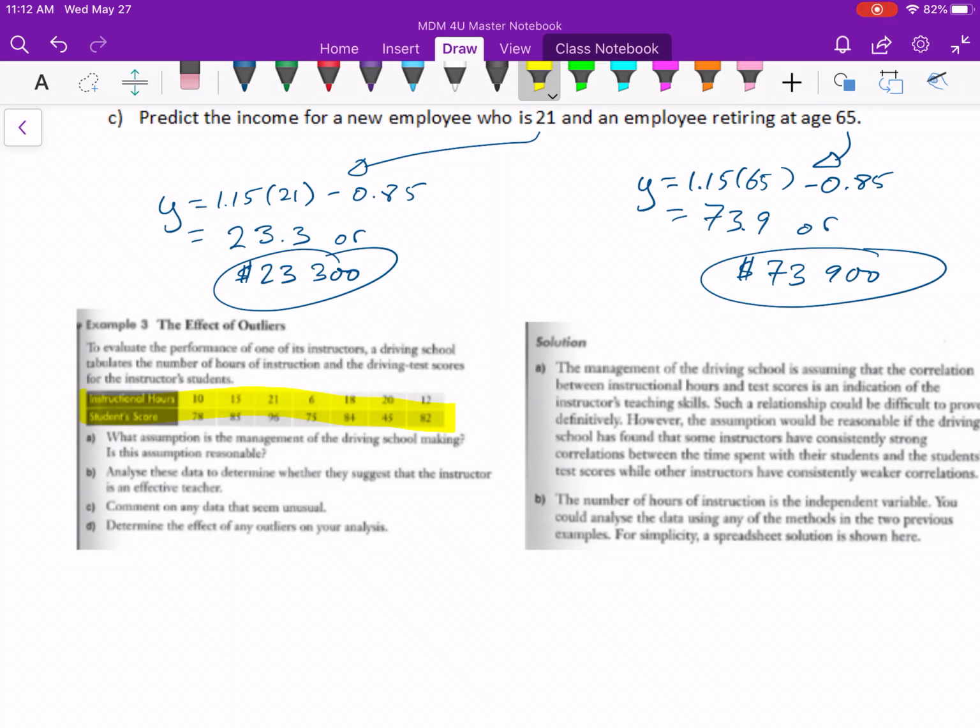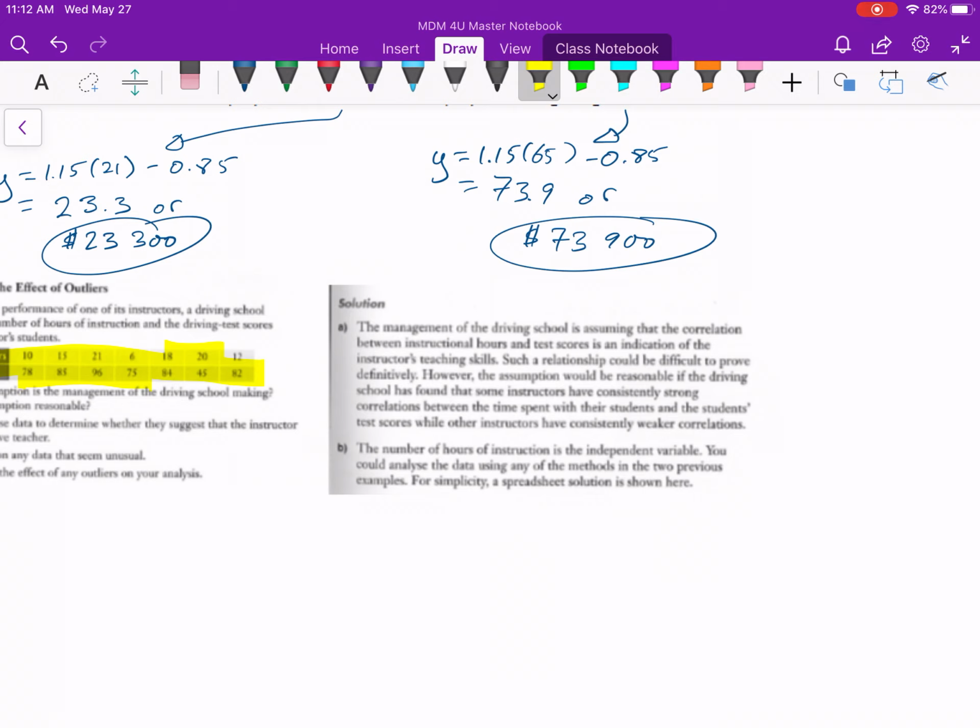So you've got an instructor, and then you've got the student scores on their test. The assumption is that there is a correlation between instructional hours and test scores, and that it's an indication of the instructor's driving skills. Obviously, there should be some connection between them, but I would not think that's the only thing. There are a lot of other variables involved. Real life isn't quite so cut and dried. But that's the assumption, that there is a correlation between these things.